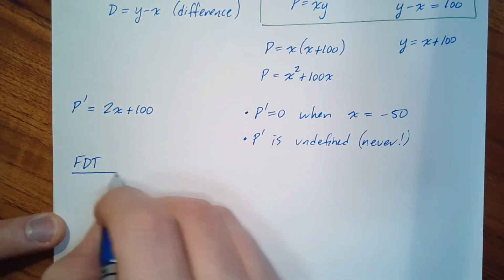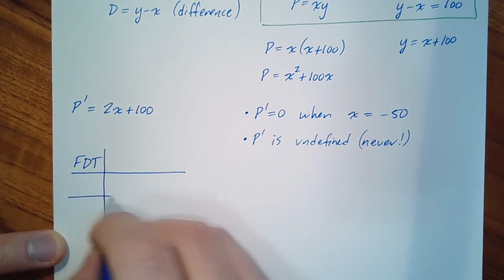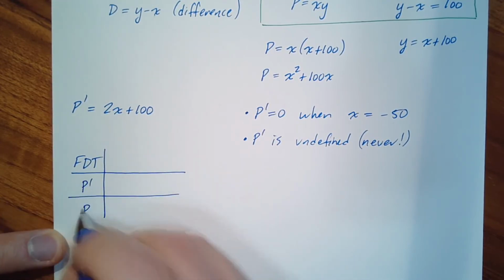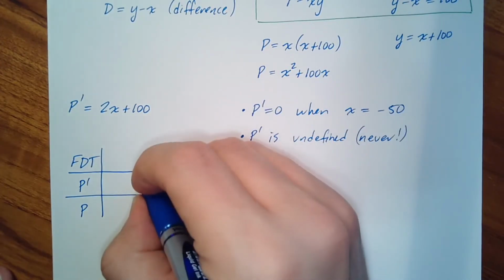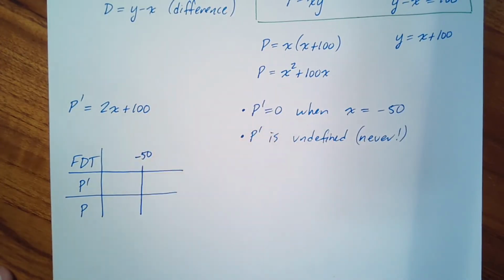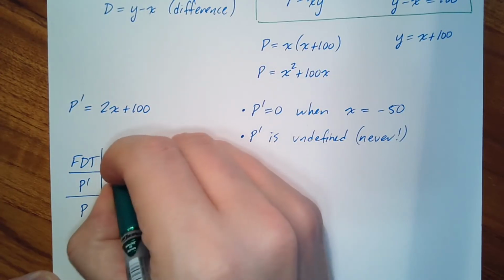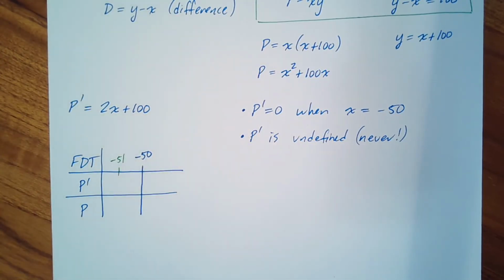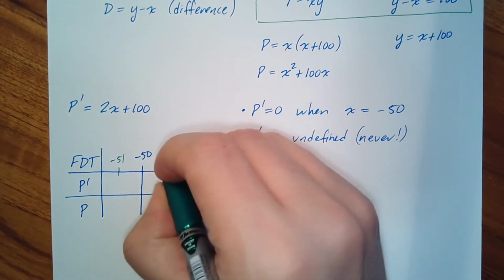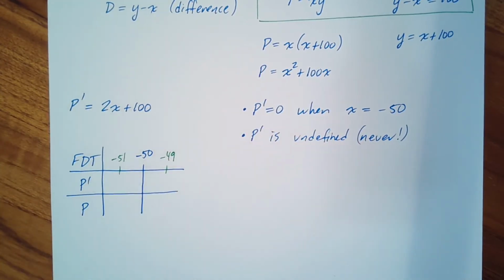So the first derivative table is going to look like this. We've got one row for p prime and one row for p. Right, so we've got our critical number of negative 50. We can choose sample points. How about negative 51? That's a little bit to the left of negative 50 on the number line, and then negative 49. So those are the numbers I'll use.